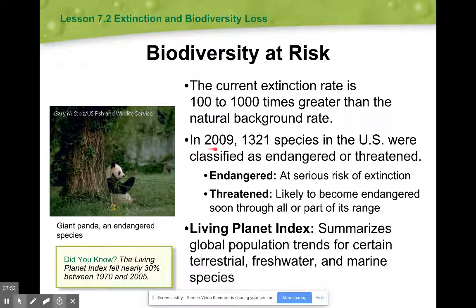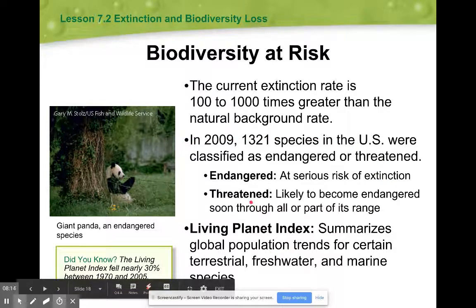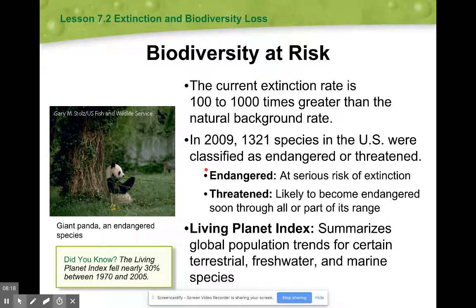So in 2009, there were 1,321 species that were classified as endangered, extinct. Make sure you know the difference between the two. I shouldn't have said extinct. Threatened. Endangered means there's serious risk. So this panda we would like to call endangered because pretty soon they could become extinct. The numbers are so low. Threatened means they're likely to become endangered. So if you're to pick one of the two, you'd rather be threatened than endangered. But again, threatened is not a good sign either, which also means your population is going down.